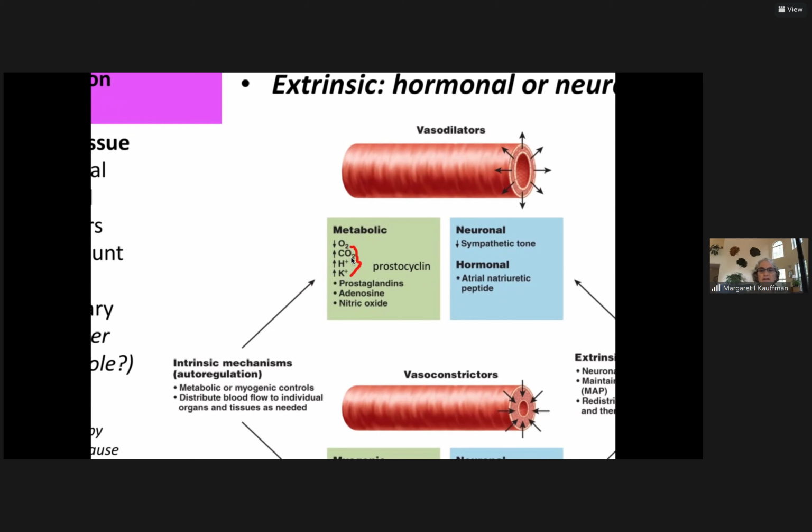So let me see if that group of metabolic waste products makes sense. Does everybody feel okay about that? Is there a question? Think about any questions you might have. Okay, so what about these others?